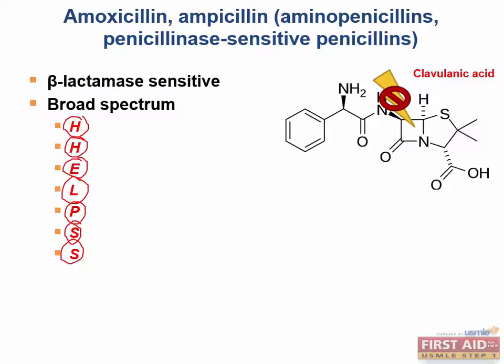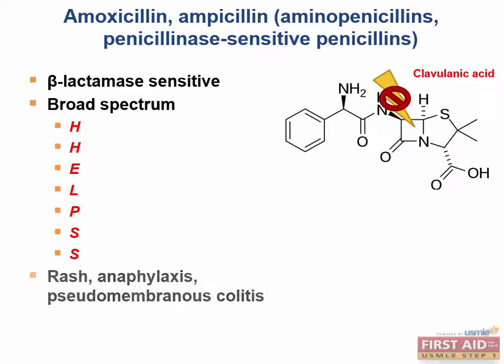Do you remember what life-threatening infection that H. influenzae causes in children? Good, epiglottitis, very good. What kind of disease does H. pylori cause? Causes peptic ulcers and contributes to the formation of gastric malignancies. Very good. The toxicities associated with amoxicillin and ampicillin include rash, anaphylaxis, and pseudomembranous colitis, particularly for ampicillin.